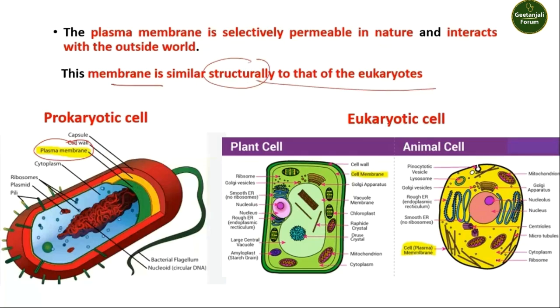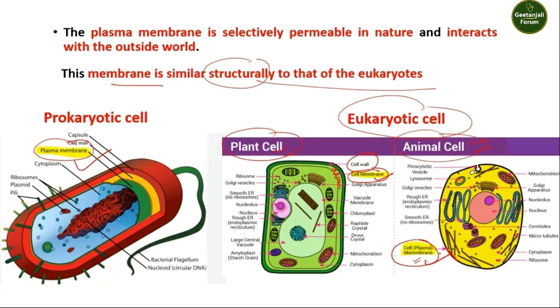It means plasma membrane is selectively permeable, and also the prokaryotic cell's plasma membrane is structurally similar to the eukaryotic cell's plasma membrane. Eukaryotic cell is of two types, plant cell and animal cell. Both possess cell membrane or plasma membrane. In plant cell, this is the plasma membrane which is located inside the cell wall. In animal cell, there is no cell wall. So its outermost layer is plasma membrane. So these are the same, the bacterial plasma membrane, the plant cell's plasma membrane and the animal cell's plasma membrane.